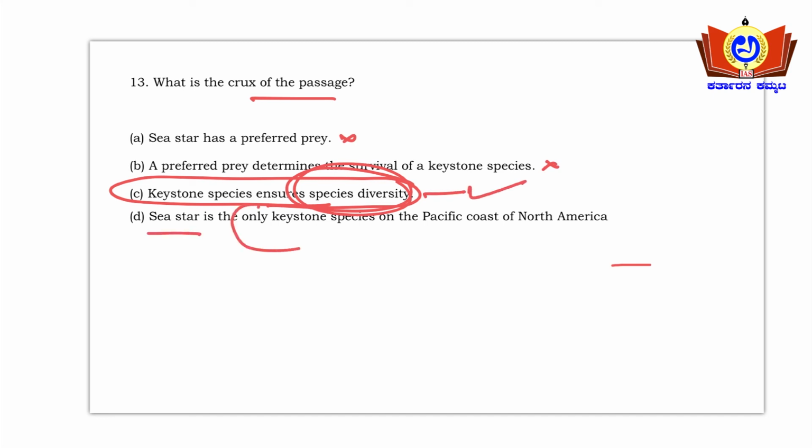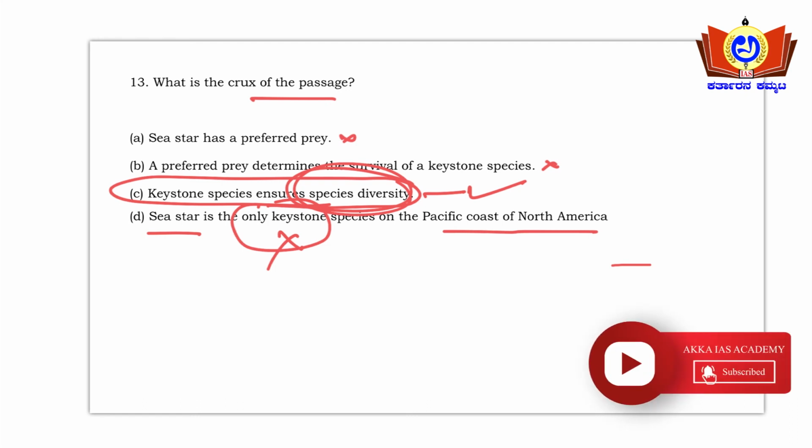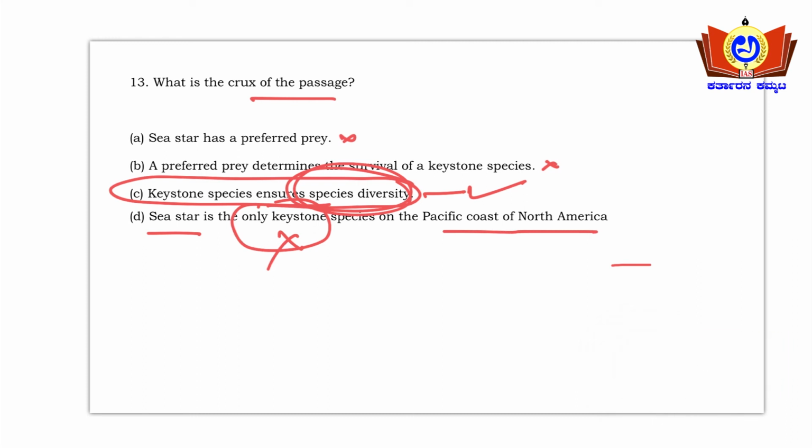Sea star is the only keystone species in the Pacific coast? No. Only species, actually extreme statement. I have told you many a time in the previous videos, my dear friends, extreme statements will be most of the times wrong, but actually you need to examine it very cautiously here. Okay, so now moving on to the next question.